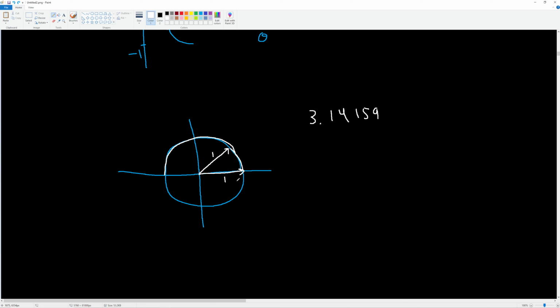And if we go to here, it's half of this, which was pi, so this is pi over 2, and so on. The 45-degree angle is going to be half of that, which is pi over 4. Pi over 4, and so on. So fractions of pi, that's radians.